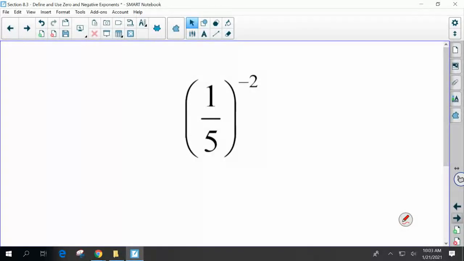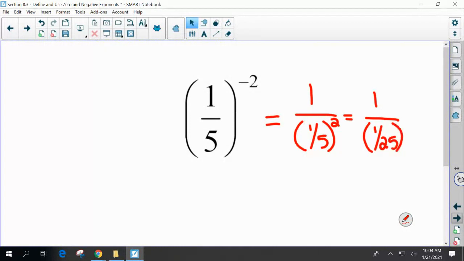All right, so this we're going to apply properties we've already learned. So we have to distribute this negative 2 to the 1/5. So what we could do is drop the whole entire thing under 1. So 1 over 1/5. And then instead of raising it to the negative 2 power, since you put it under 1, it would now be squared. And 1/5 squared is 1/25. So then if I go through and simplify this and I actually divide 1 divided by 1/25, you would end up getting an answer of 25.